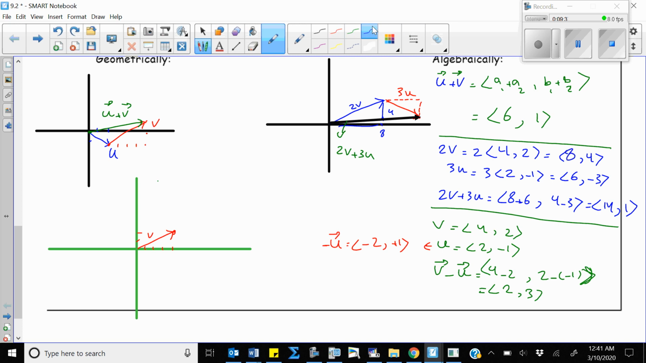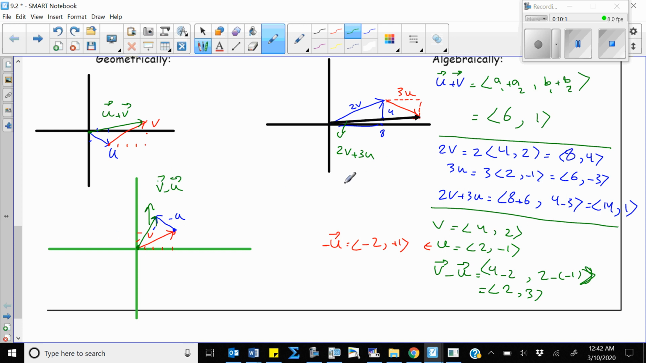So the next step is to graph negative u starting from the end of v. So I need to go 2 to the left because it's negative. So 2 to the left here and 1 up here. This is negative u. Now the resultant is a line that connects the start of v to the end of negative u. This line is v minus u.